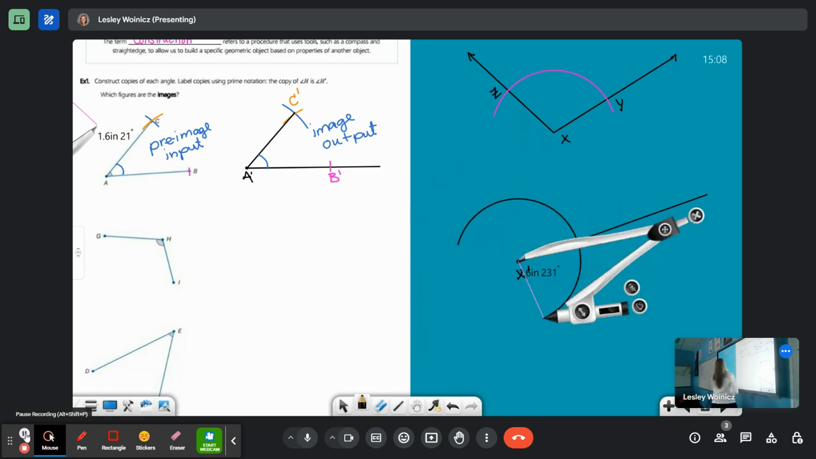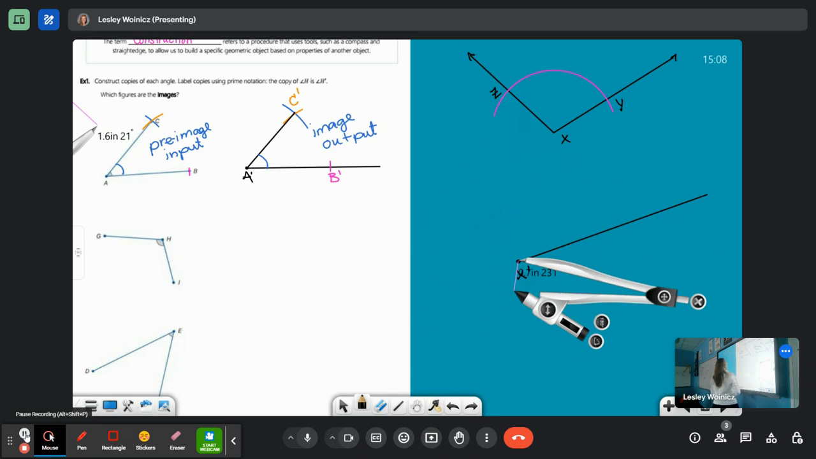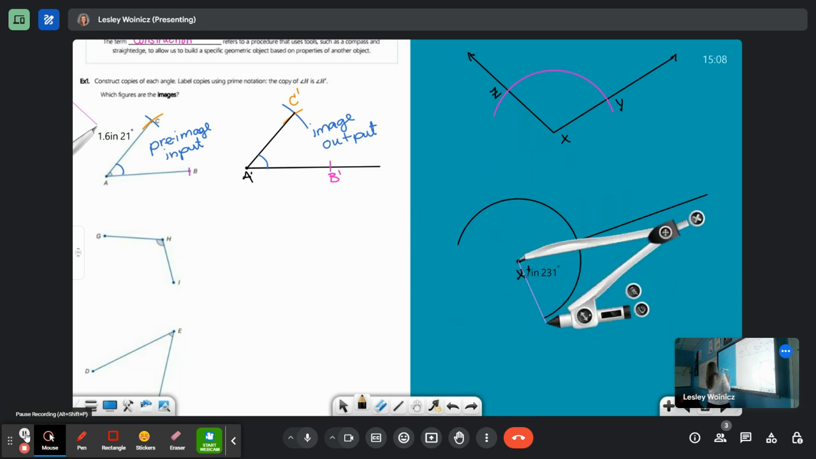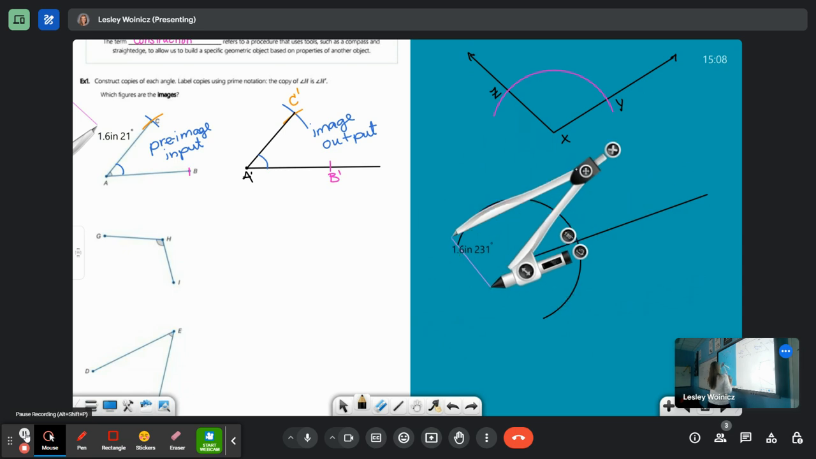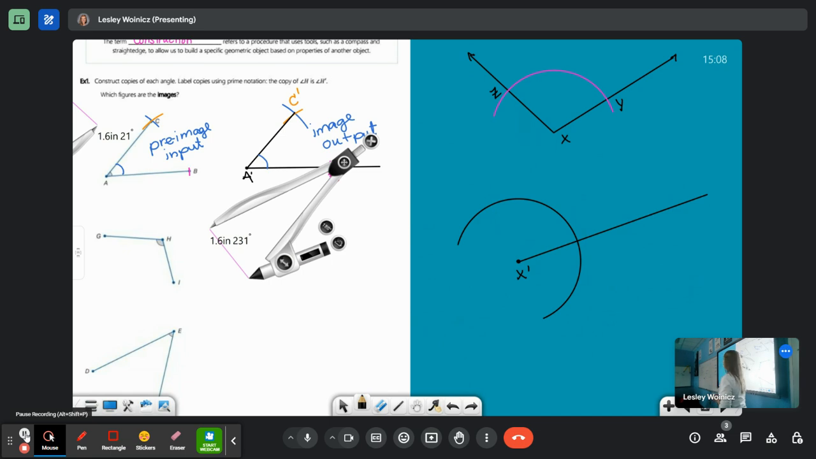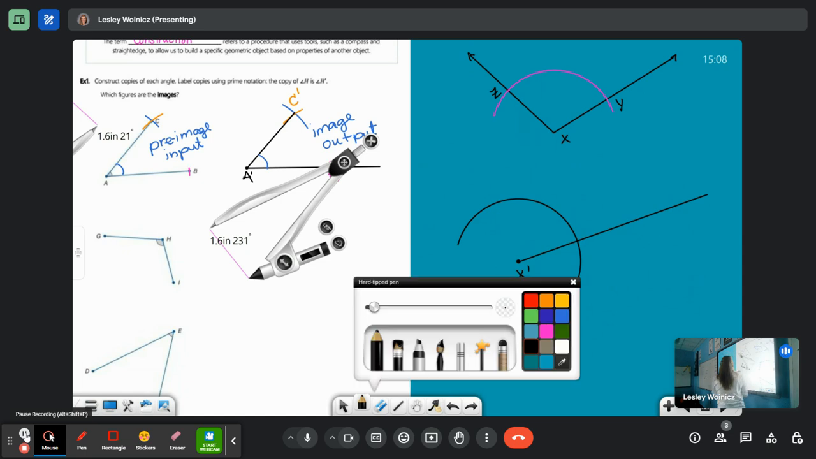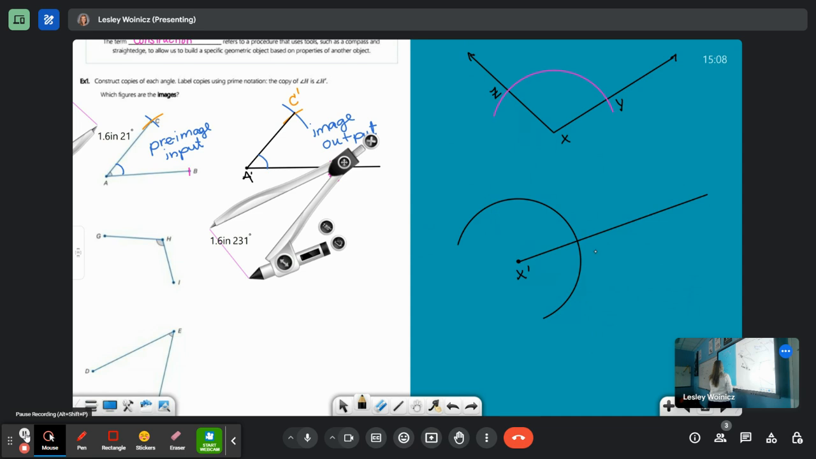Oh, it changed colors on me. Oops. Oh, shoot. I just changed my radius. I was like, don't change. Oh my gosh. Okay. That's where it was. Okay. All right, so far so good. So I already know where Y prime is going. Y prime is going to be at the intersection of that arc and my auxiliary line.